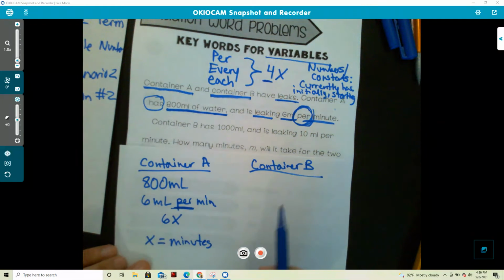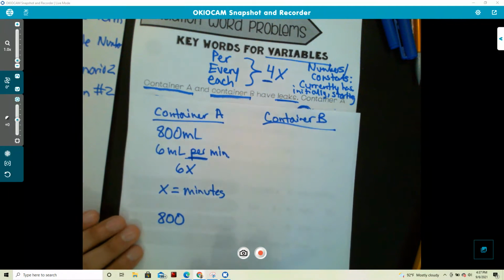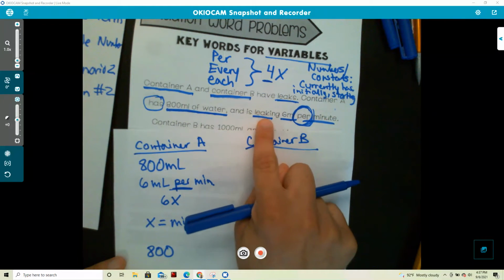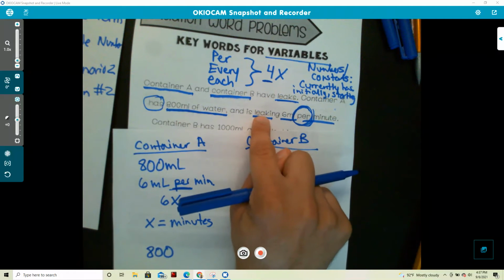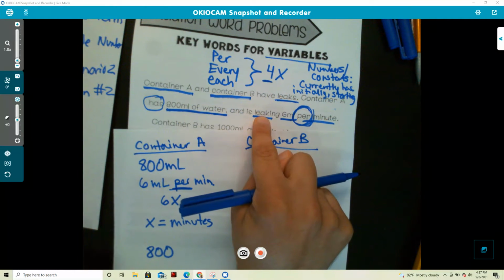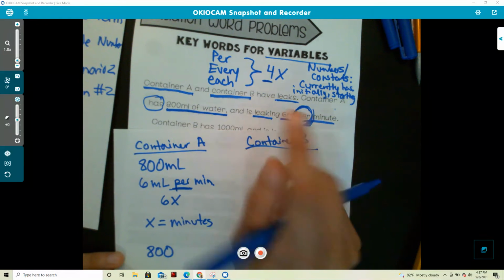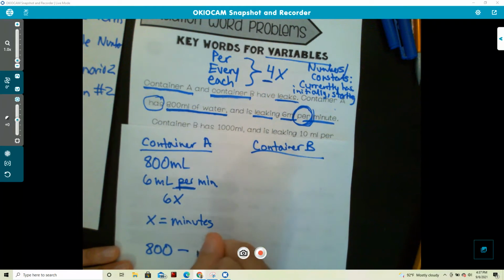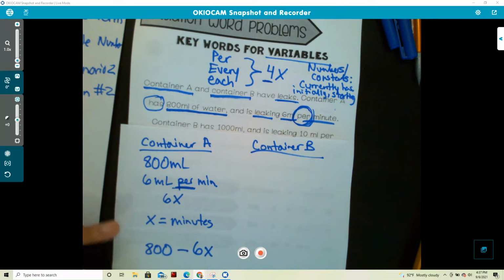All right, so setting that up, we have to be careful too. If we're starting with 800, we're going to set that up as 800. We have 800 milliliters, but I'm not going to put the units because now I'm setting up the equation, and it's leaking at 6 milliliters per minute. So you have to be careful what verbiage it gives you and what exactly is happening in the scenario. If it's leaking, that means that it's going to be losing water. So I'm going to put minus 6x, 6 ml per minute.